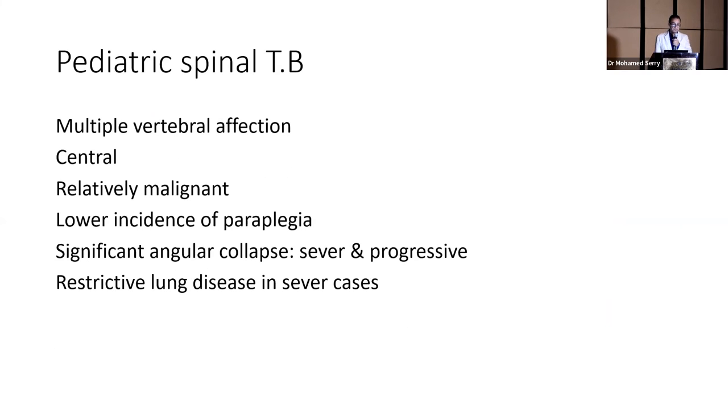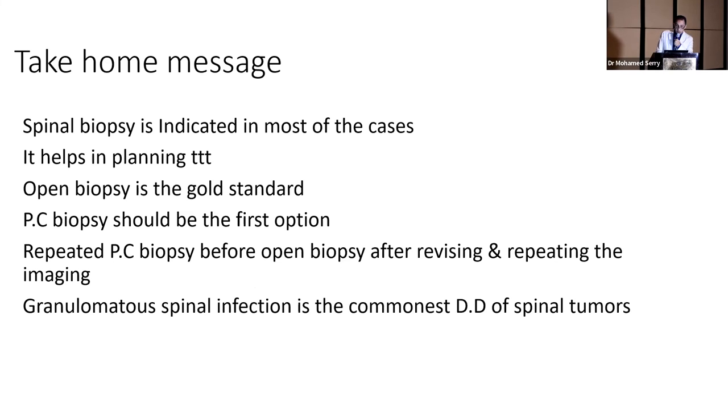Pediatric TB has multiple affection, multiple vertebral levels, usually comes central, relatively malignant with low incidence of paraplegia, and ends by significant angular collapse, which is severe and progressive due to affection of the growth plate, and may be associated with restrictive lung disease. To take home message, spinal biopsy is indicated in most cases to know the pathology and plan your treatment.